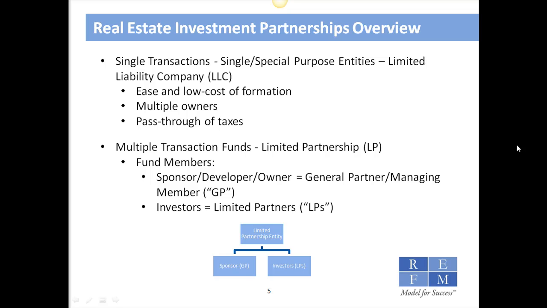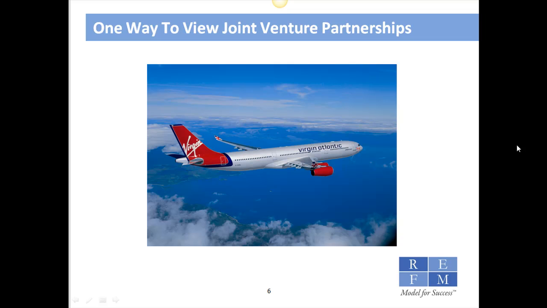With respect to multiple transaction investment funds, a limited partnership is the typical legal entity, where the sponsor is also known as a general partner, or GP, and/or managing member, and the investors are known as the limited partners, or LPs. To put an analogy in place, a joint venture partnership for a real estate transaction can be thought of as an airplane journey to a new, uncharted destination that, if reached, will yield a financial reward to all parties involved in the journey.